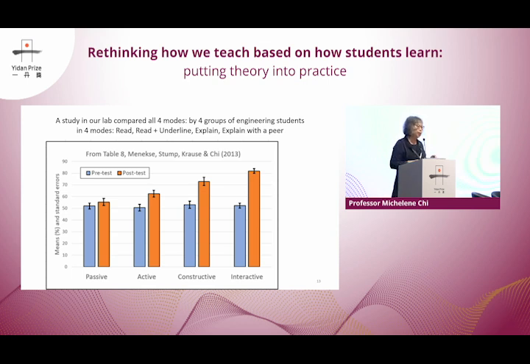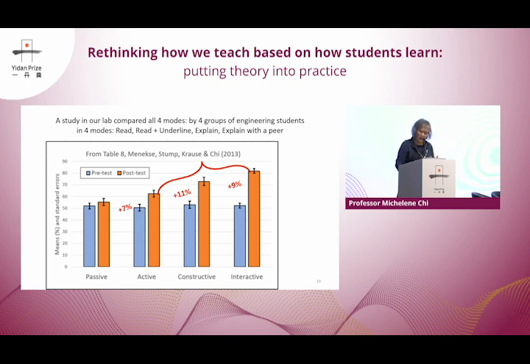The blue line is a pretest. They all took the same pretest, and the orange line is a post-test. Within each condition, there's a significant improvement. However, there's also improvement across the conditions. There's 7% extra gain from the passive to the active, another 11% from the active to constructive, and another 9% to go from constructive to interactive. And what you notice is that the last three modes are all considered active learning.